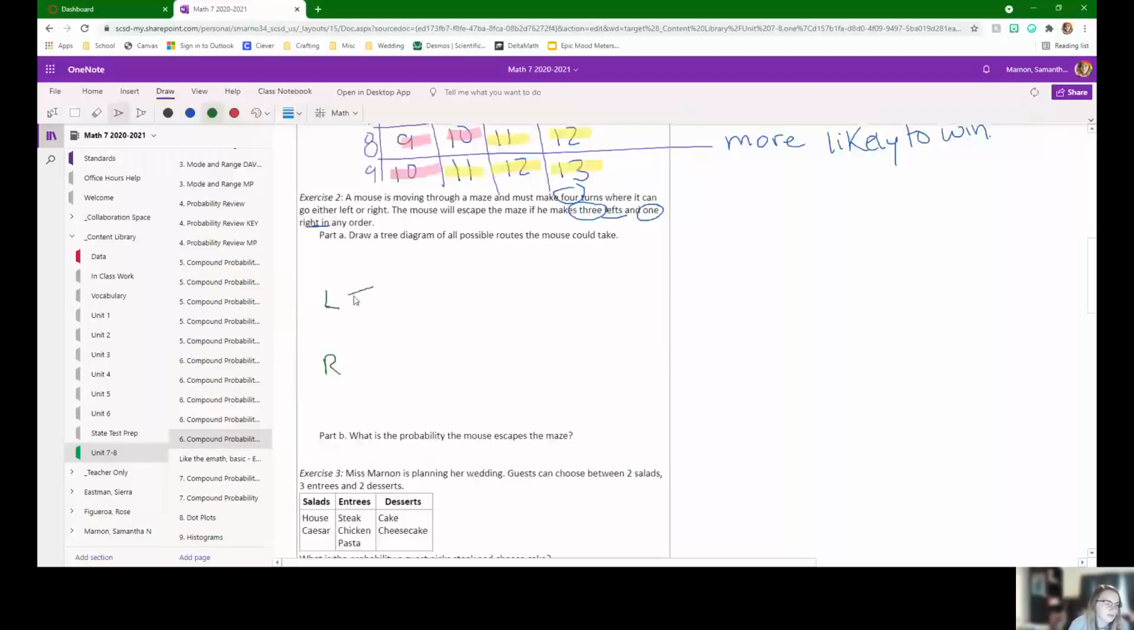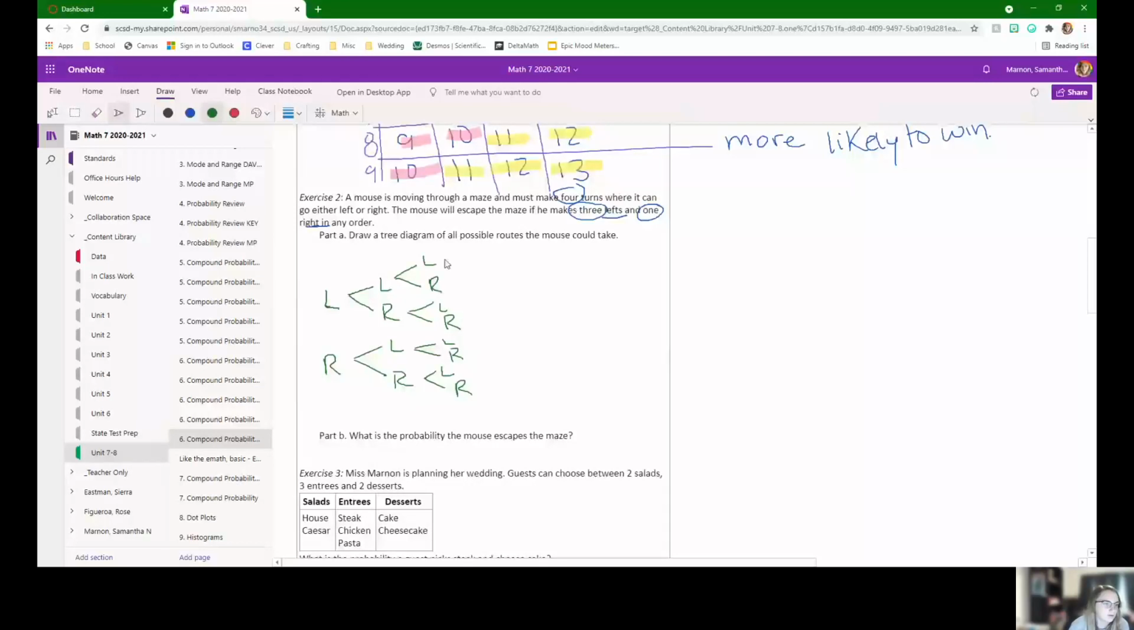Okay, so if he went left, he then can choose from there, left or right. That's the same thing if he went right, he could go between left and right. So now after 2 turns, we've got 2 more. He could go left and right again, and he could go left and right again. He could go left and right again. Or if he went right, right, he could go left, or he could go right again.